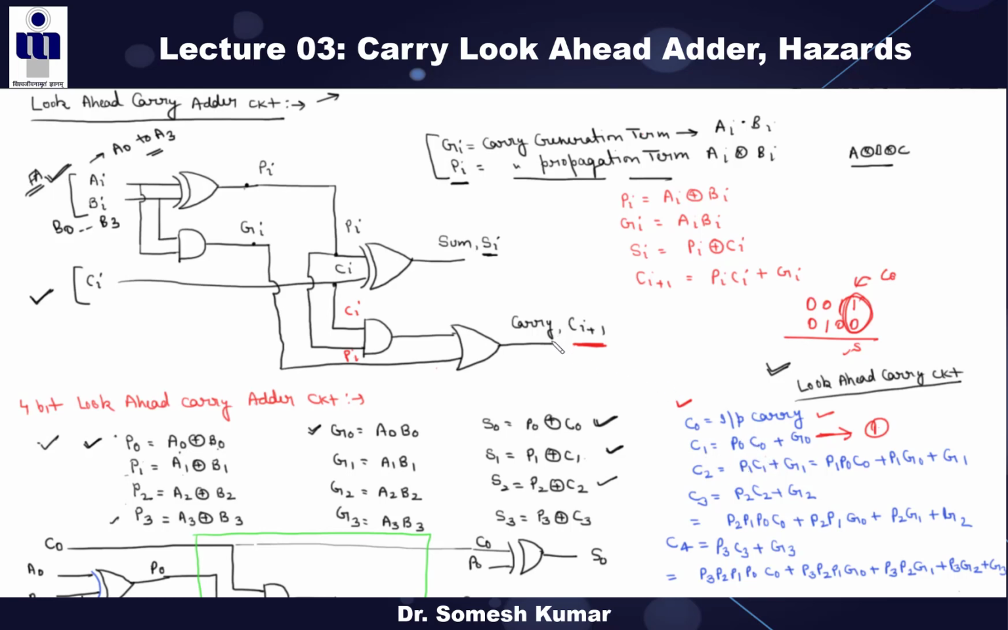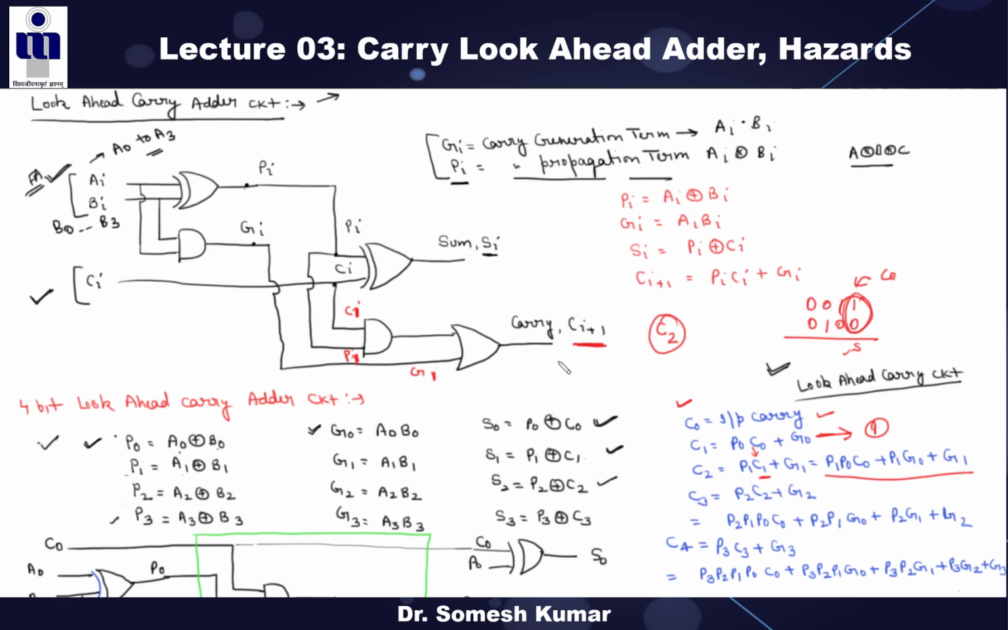Now what is C2? If the output is C2, then it must depend on C1, P1 and G1. Clear? So C2 is P1 C1 plus G1. So what is C1 here? From the previous equation, C1 is P0 C0 plus G0. So we will put this C1 here from this equation, and this is your C2.